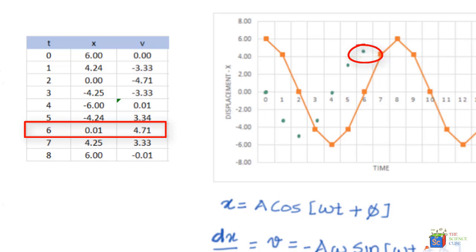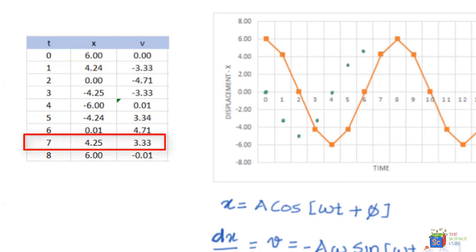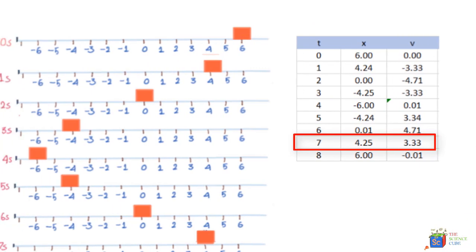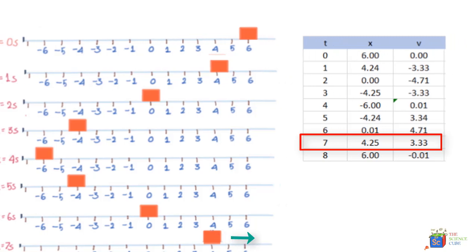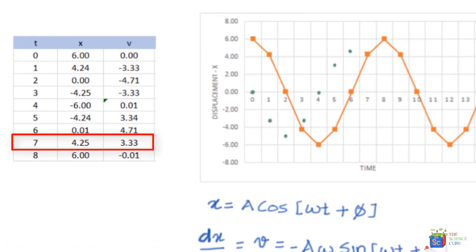And at t equal to 7 seconds, once again, its velocity is reducing because it's moving towards the extreme right. And as it moves from equilibrium position to the extreme right, we know that its velocity will keep reducing. So at t equal to 7 seconds, the velocity is 3.33 meters per second towards the right, and therefore positive. And 3.33 should be somewhere over here.